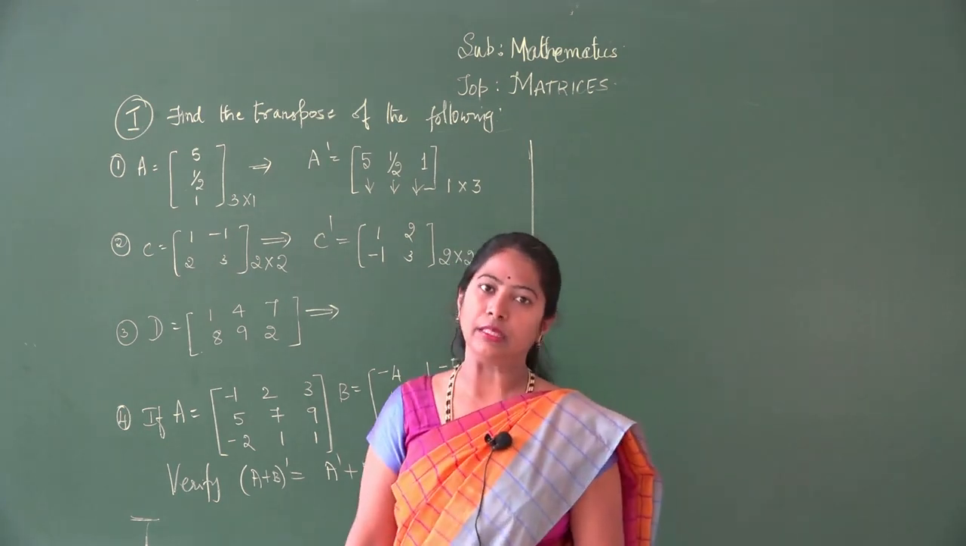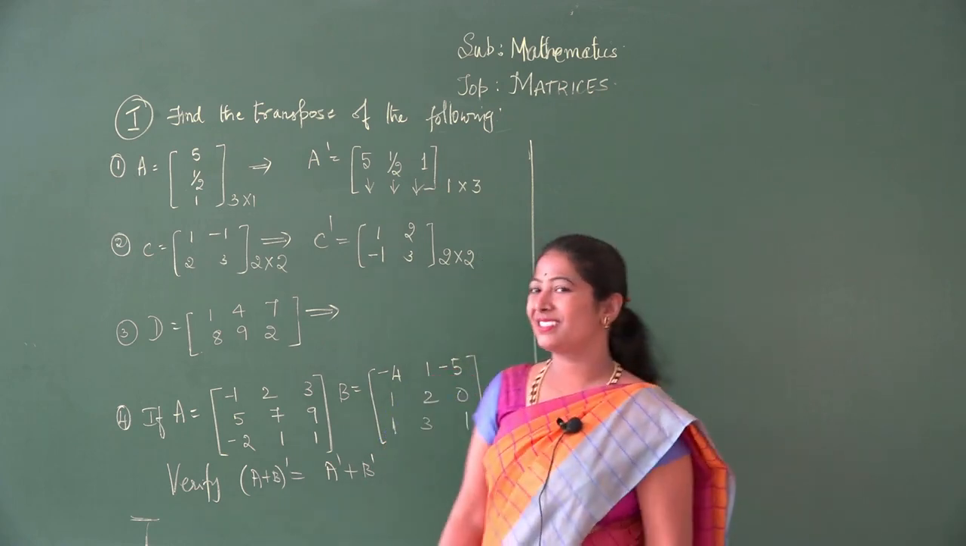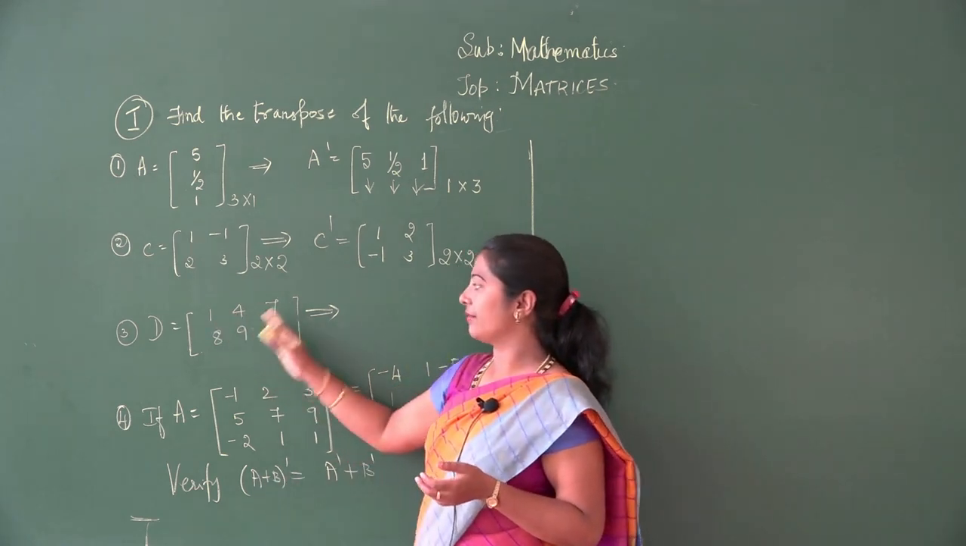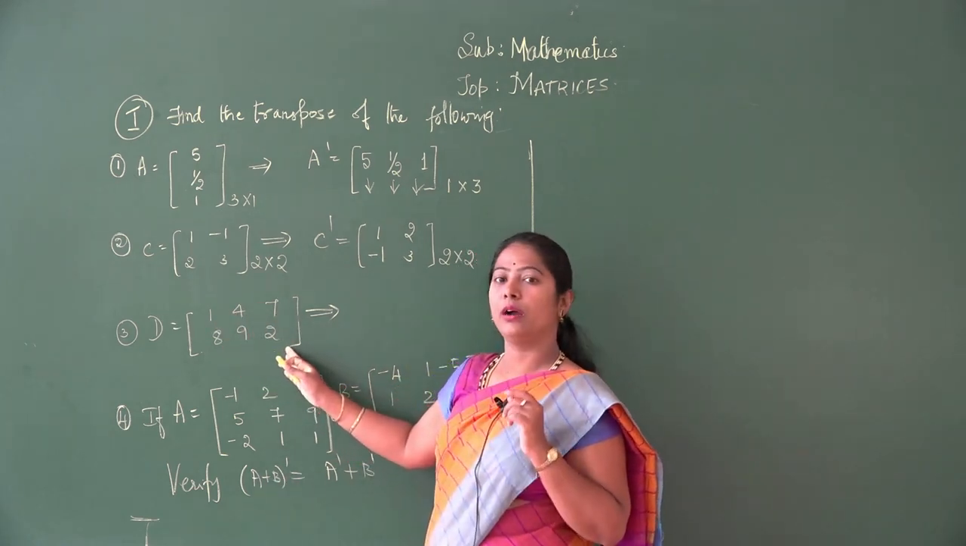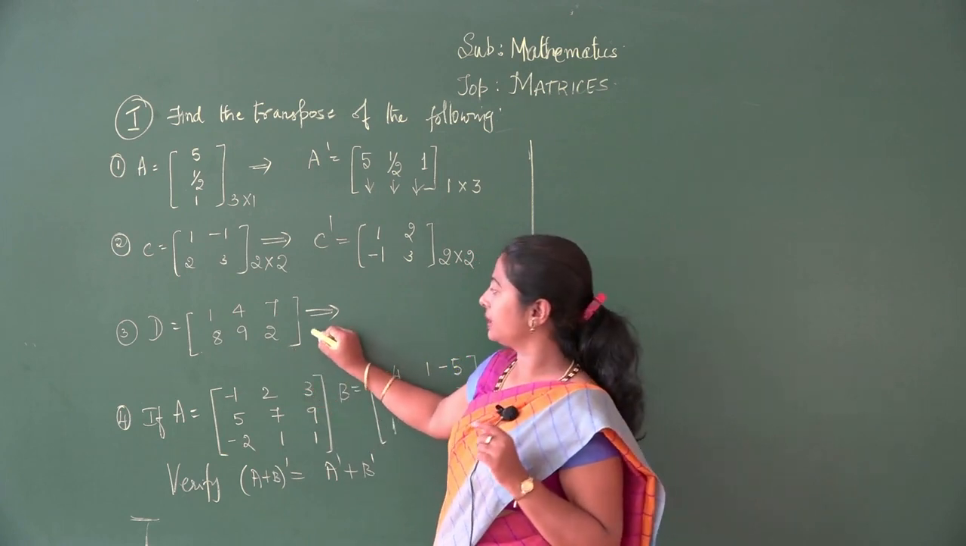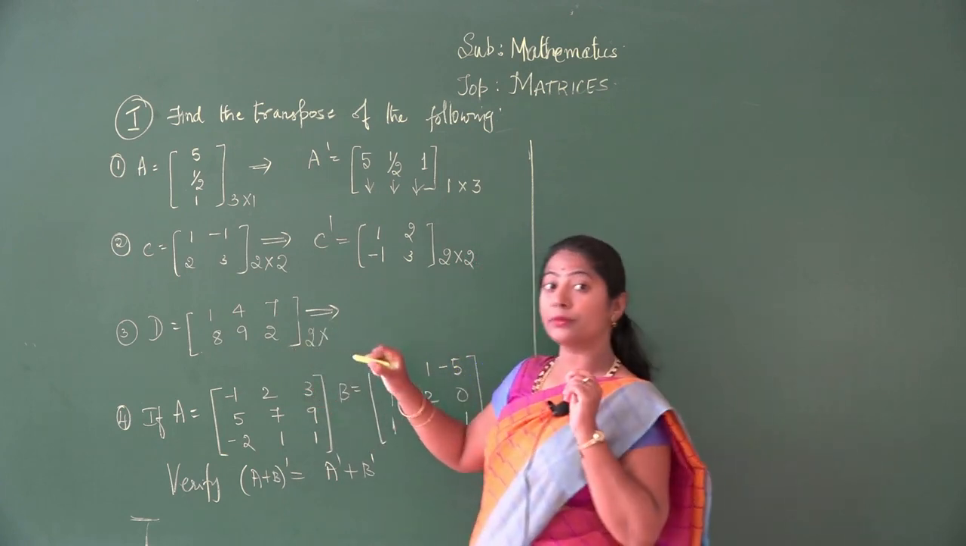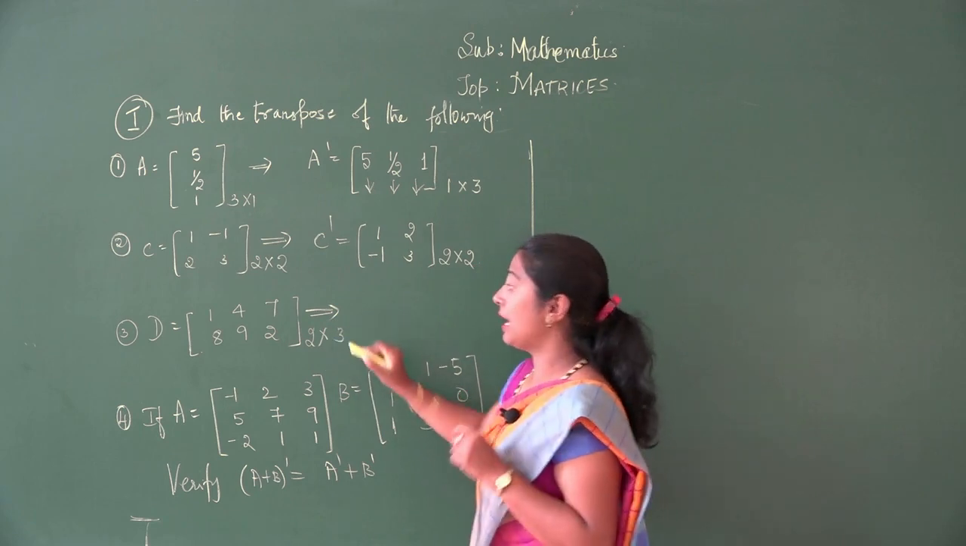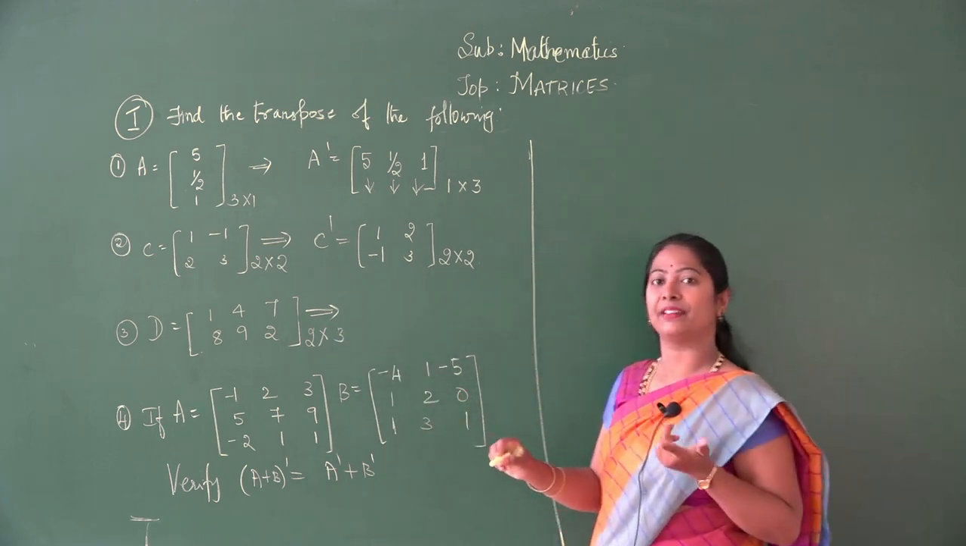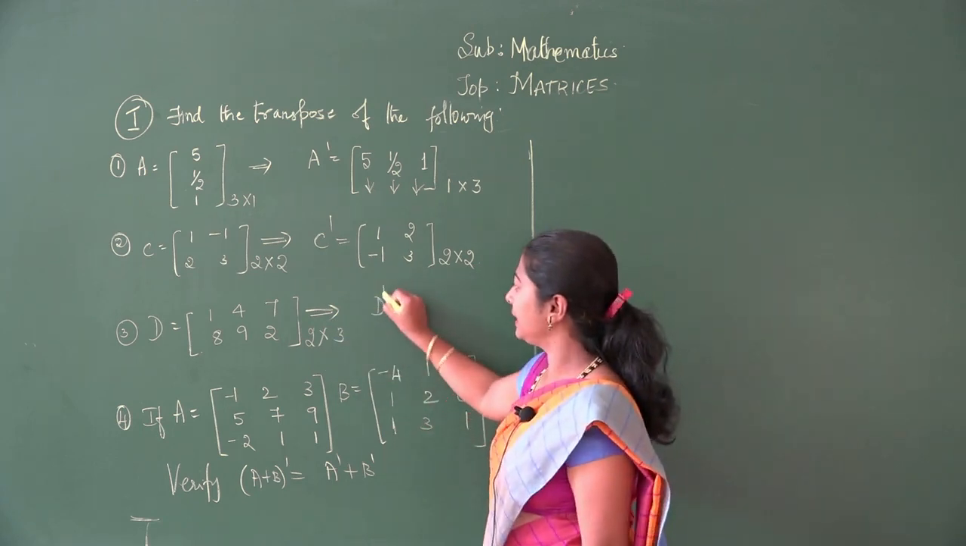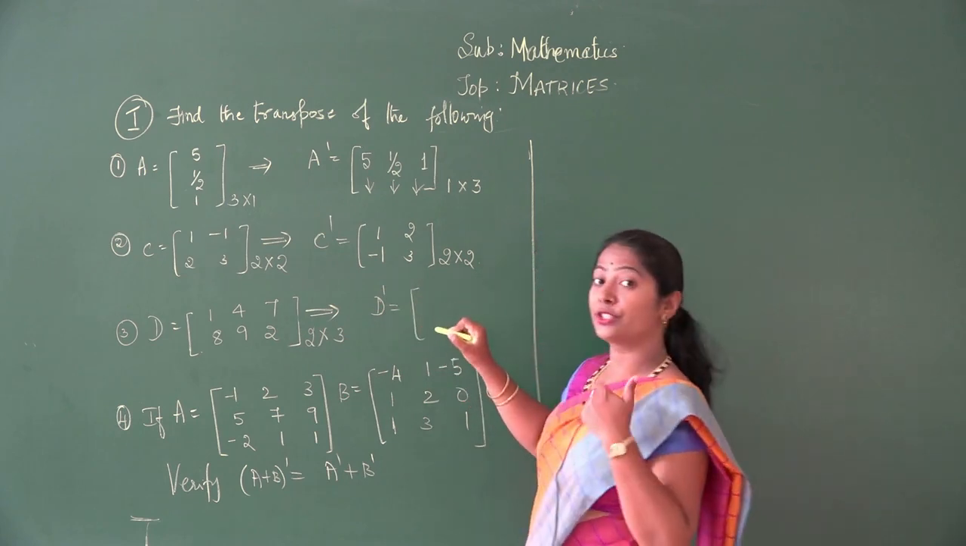Moving on to the third problem. The matrix D contains the elements 1, 4, 7, 8, 9 and 2. How many rows do we have in the matrix D? 2 rows. How many columns do we have? 3 columns. How do we denote the transpose of a matrix? That is nothing but D dash. Rows are changed into columns.